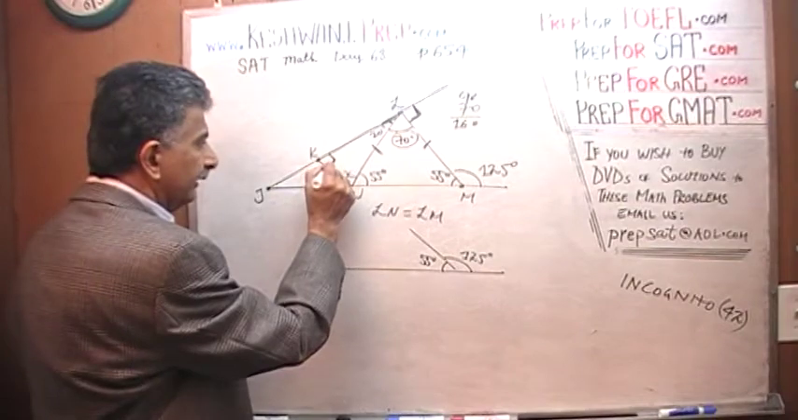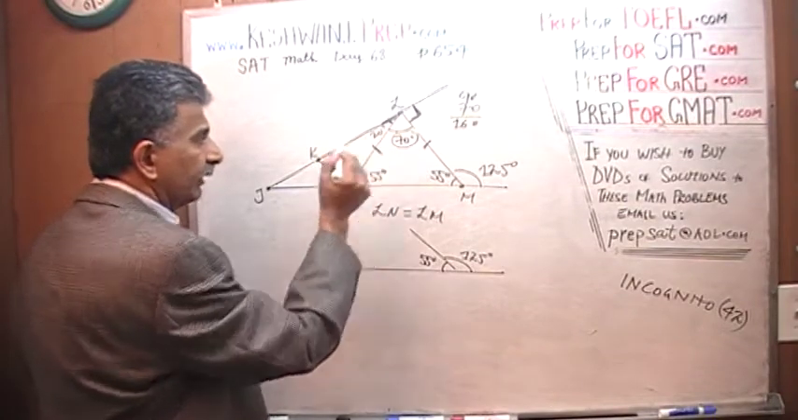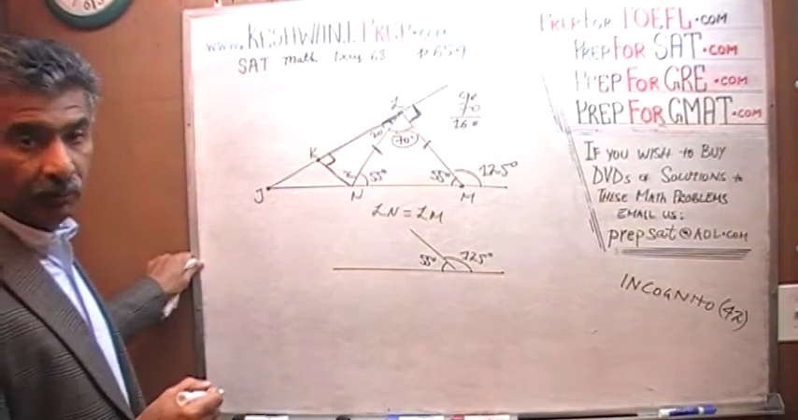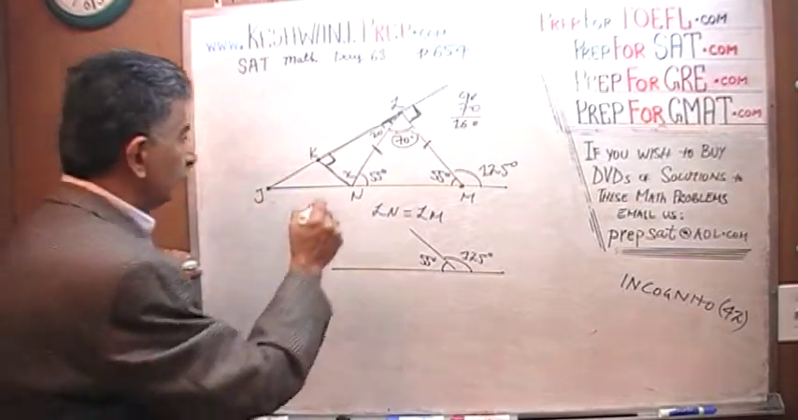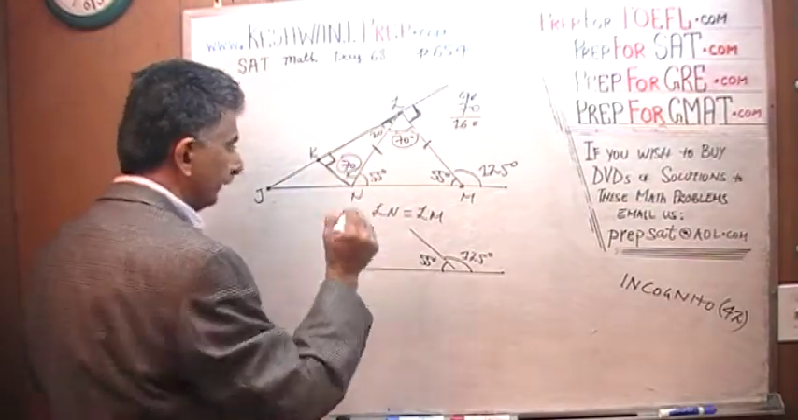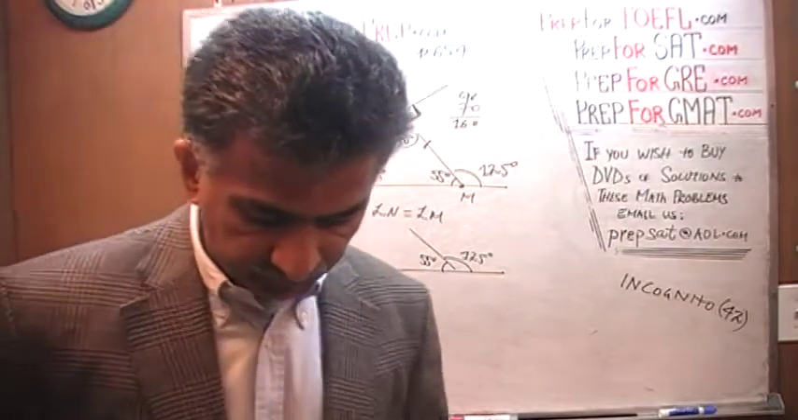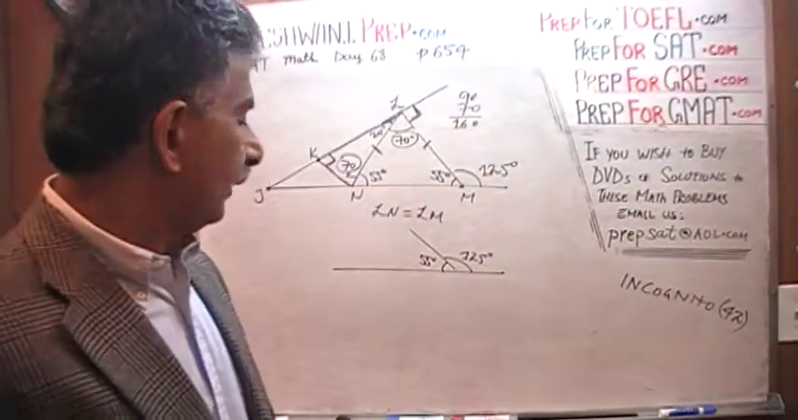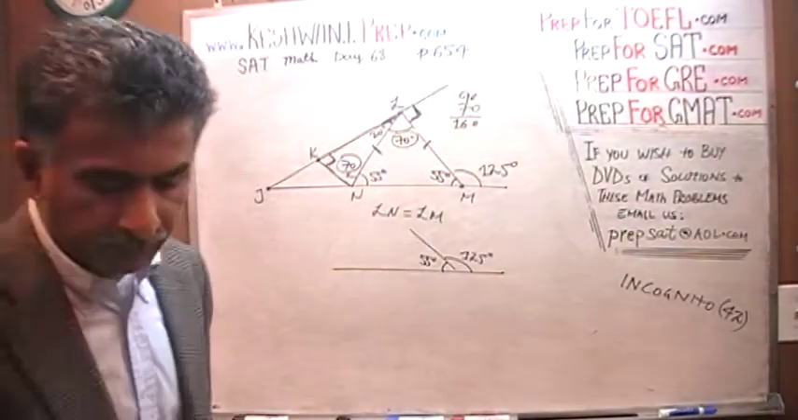That's it, we are done. Since this is 90, this angle x plus 20 must add up to 90 also, because 90 plus 90 is 180. Therefore, x must be 70. That's it. And that's all there is.